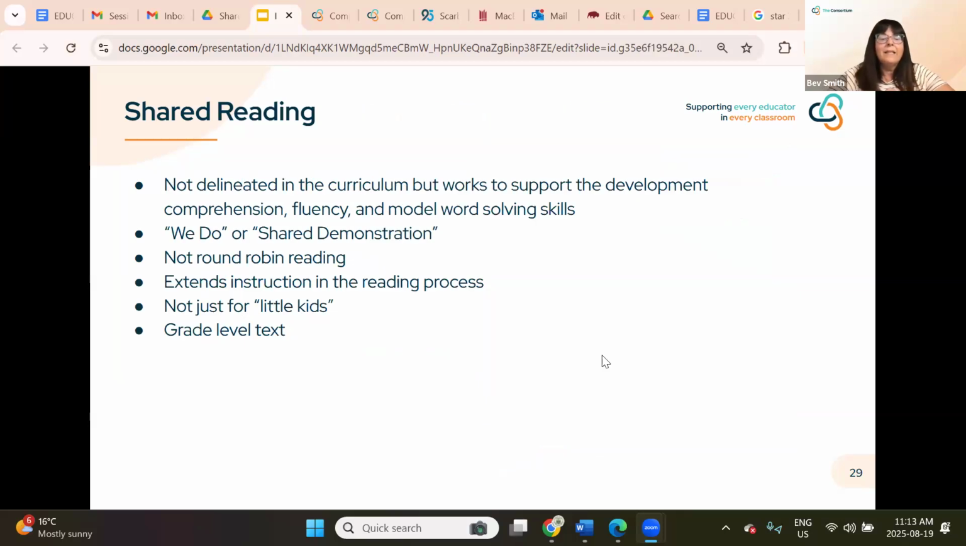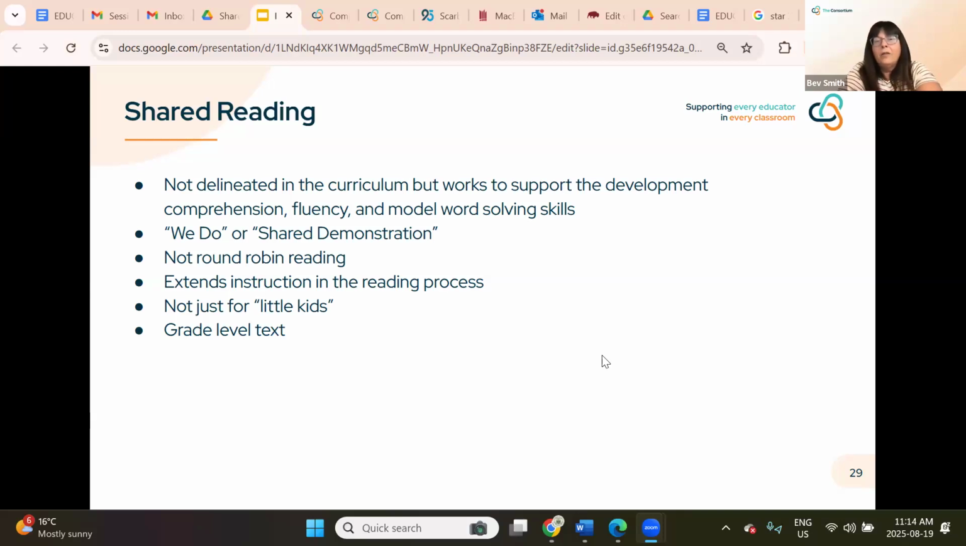So shared reading isn't delineated in the curriculum, but it works to support the development of comprehension, fluency, and modeling those word-solving skills. And when we think back to the Foundations for Literacy slide, the I do, we do, we do, you do, it is the first we do. It's that shared demonstration part where we are working together in a large or a small group, possibly, to read the text together.